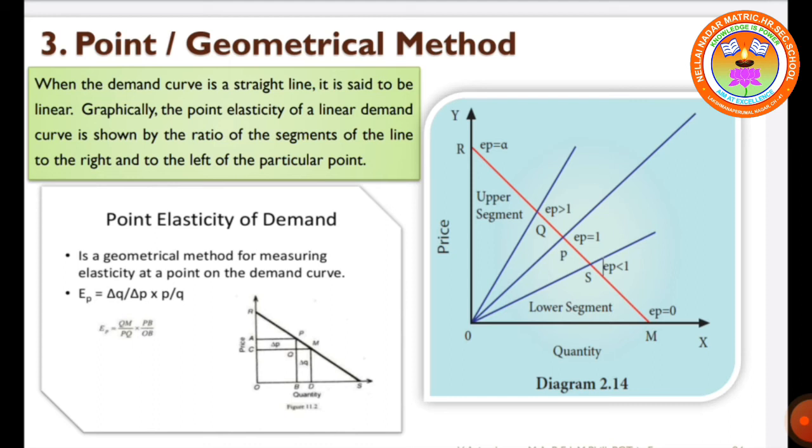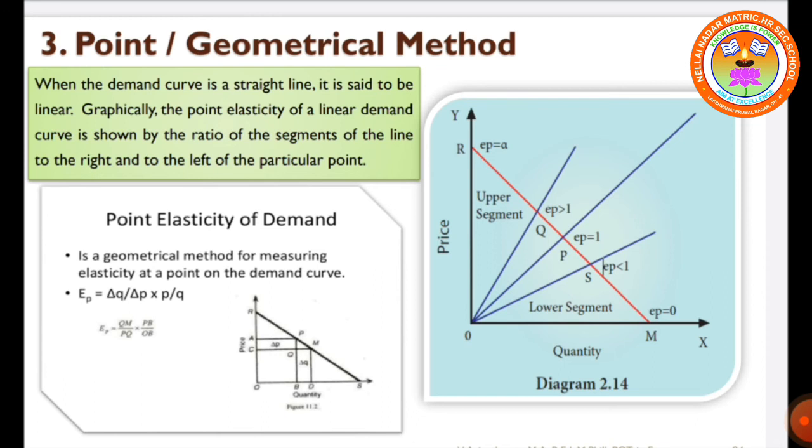Then the third one is the point or geometrical method. When the demand curve is a straight line, it is said to be linear. Graphically, the point elasticity of a linear demand curve is shown by the ratio of the segment of the line to the right and to the left of the particular point. See the diagram, children.